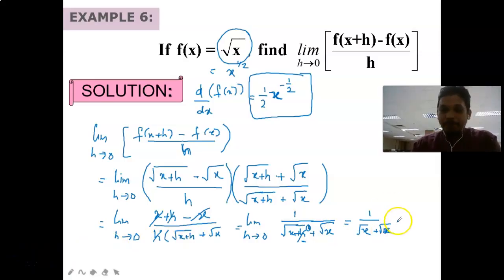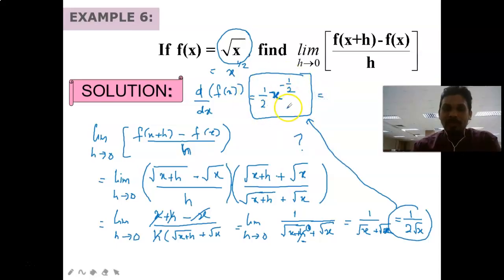Okay, so now this is 1 over square root of x plus square root of x, which equals 2 square root of x. Don't you think that this is equal to this one here? This also can be written in the form of 1 over 2 x to the power of negative half, which is also x to the power of half from the denominator. So this is the correct answer. This is the answer that we're looking for.